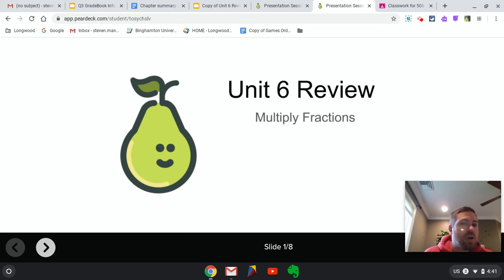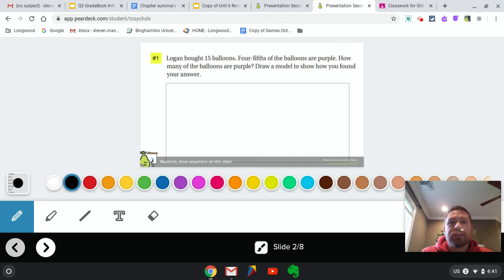So let's get started and take a look at number one, which I mentioned right in the problem. Says you need to draw a model. So number one says Logan bought 15 balloons. 4/5 of the balloons are purple. How many of the balloons are purple? Draw a model to show how you found your answer.